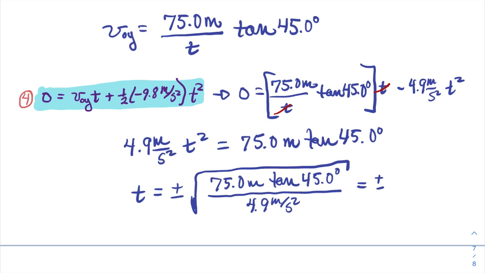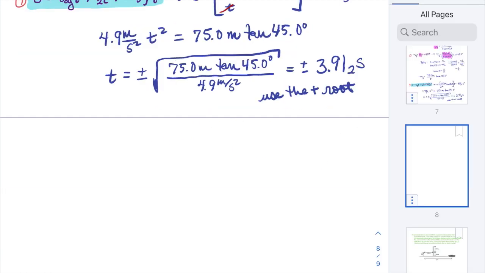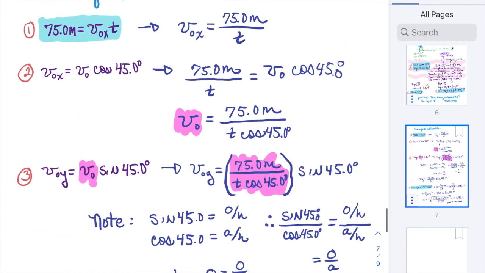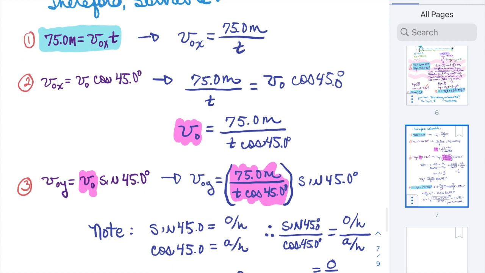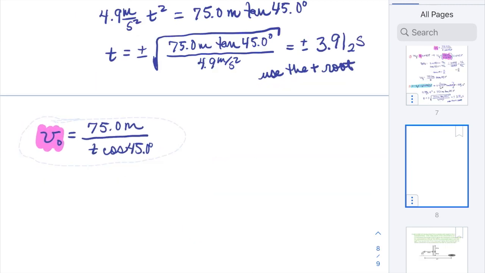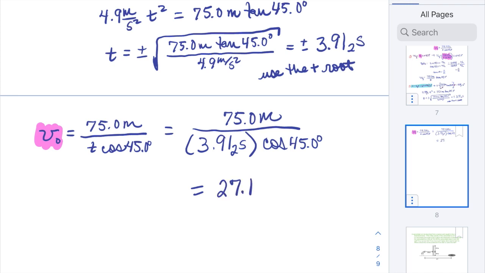And we calculate that the time is plus or minus 3.9 seconds. And of course, we'll take the positive root. Now we want to find an equation that has t in it, since we just solved for it, that allows us to calculate v naught, which is what we're looking for. And there it is in the middle of the screen. So we will finish this up by substituting in 3.912 seconds for the time and calculate our v naught, which is 27.1 meters per second.